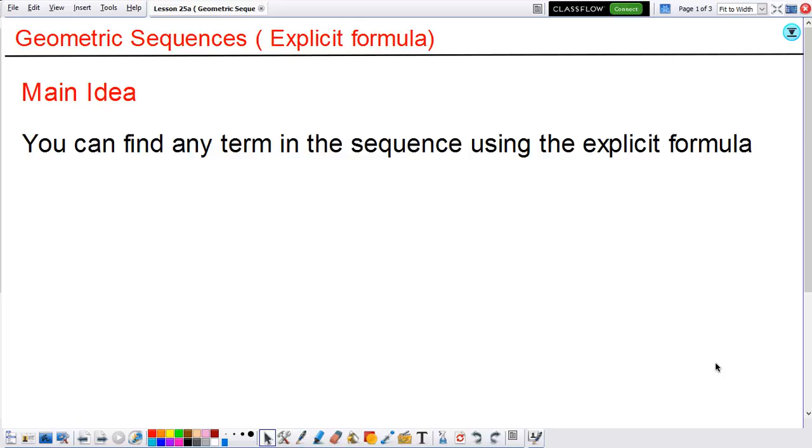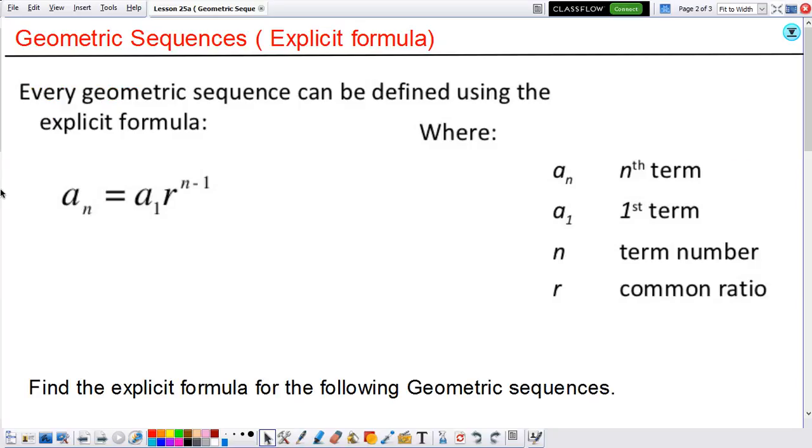So, know that the main idea for today is that you can find any term in the sequence using the explicit formula. The recursive formula had a limitation, which was that you needed to know the previous term to find the next one. But here with the explicit formula, you don't really need to know the term that came before. All you need to know is just some specific points, which we will discuss on our next slide. So today, you can use the explicit formula to find any term in the sequence. So let's get started.